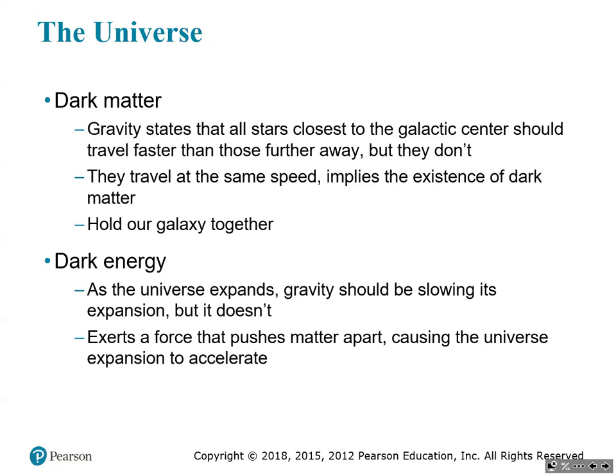Gravity states that all stars closest to the galactic center should travel faster than those further away. What we actually see is that they're traveling similar in speed, which implies the existence of a whole bunch of extra matter. So dark matter holds together our galaxy and galaxy clusters. We've also observed it via what's called gravitational lensing, in between galaxies, bending light from distant galaxies. So we know dark matter exists.